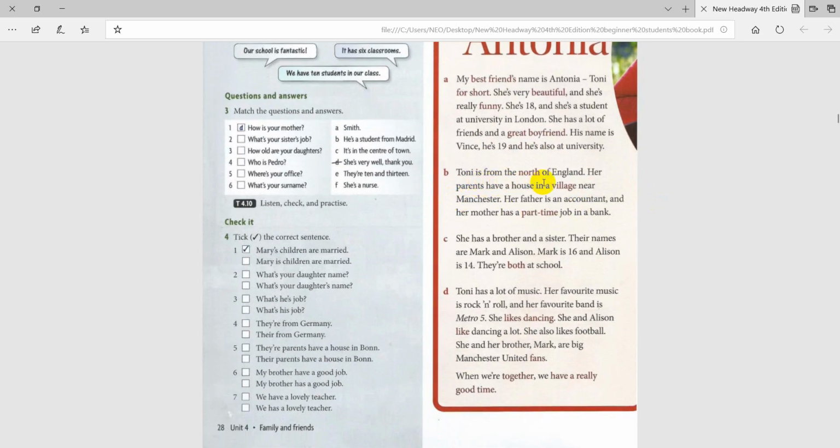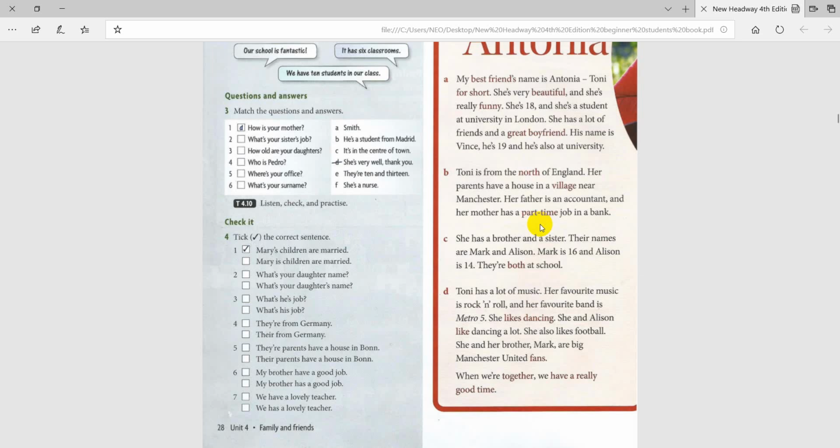B. Tony is from the north of England. Her parents have a house in a village near Manchester. Village means a small town. Her father is an accountant. And her mother has a part-time job in a bank. Part-time also has a synonym, shift, meaning a particular work shift.